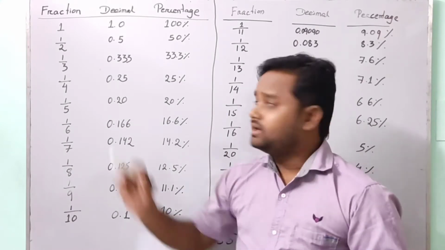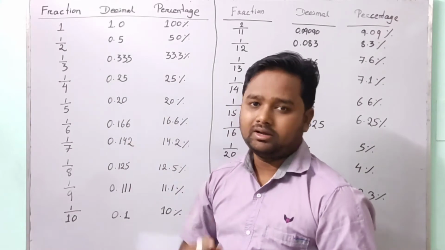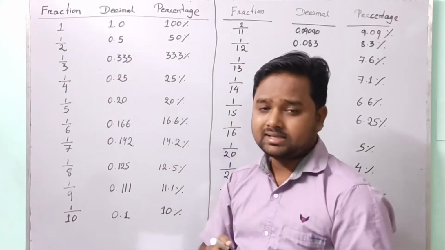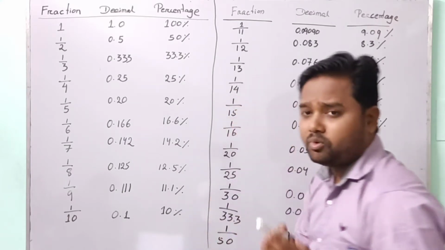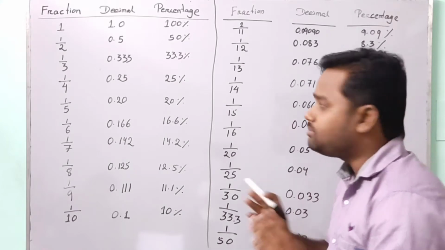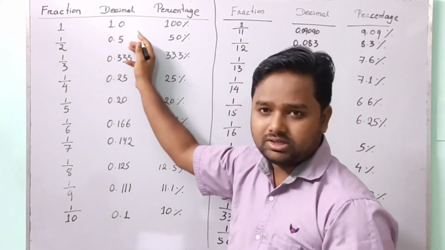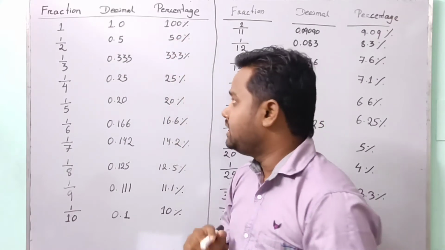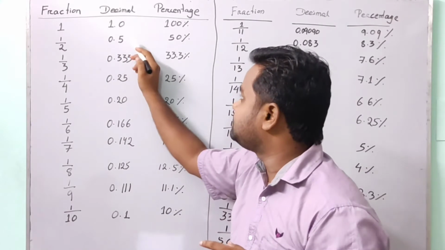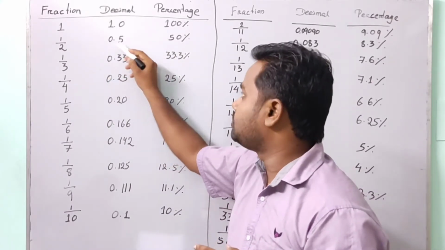In the fraction part, a fraction means numerator and denominator. This can be equal to a decimal and a percentage. We have to memorize all these things. This is very easy; we can memorize it easily. The first one is 1, which is equal to decimal 1.0 and it is 100%. Next one is 1 by 2. We know that 1 by 2 is half. Half means it is 50% and it is 0.5, which we can also say 0.50.